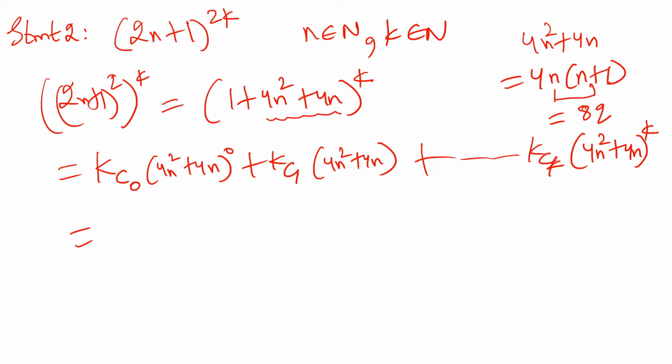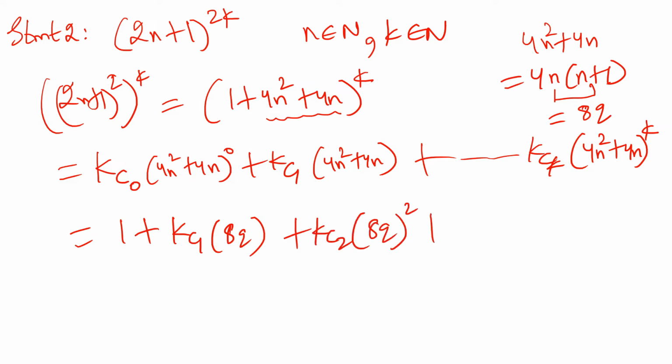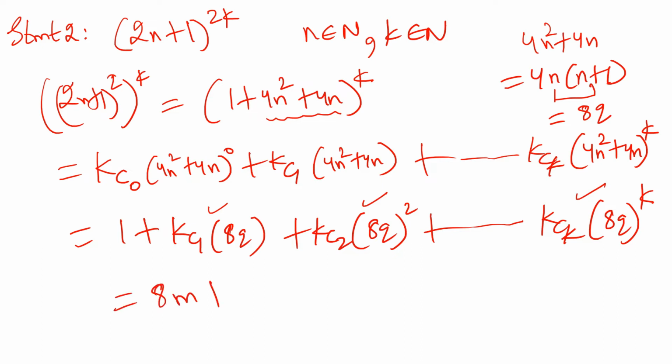So that means now the expansion becomes (1 + kC1 (8q) + kC2 (8q)² + ... ) and so on till kCk (8q)^k. Now students, you can clearly notice, except the first term, all the terms contain 8 as a factor. So that means this entire expression can be written as 8m + 1, where m is a natural number.